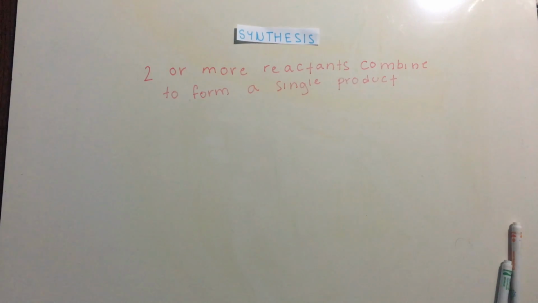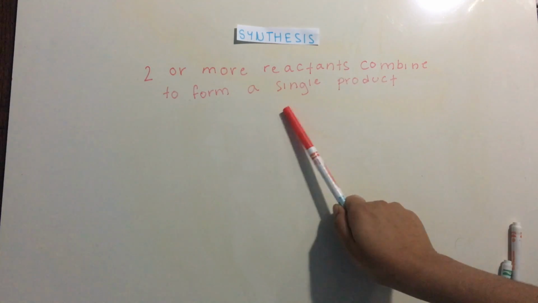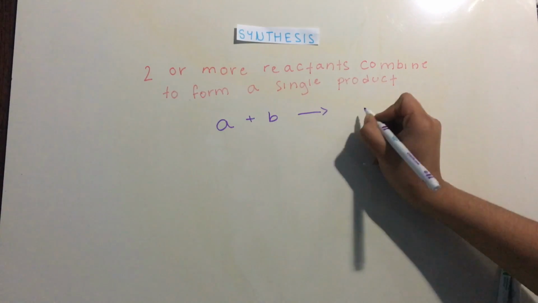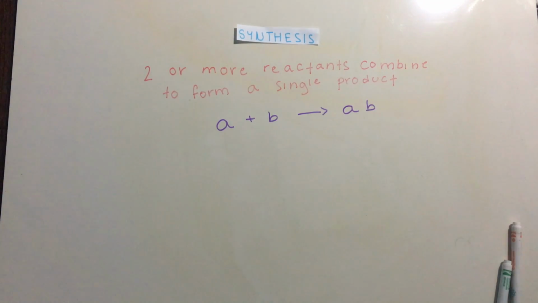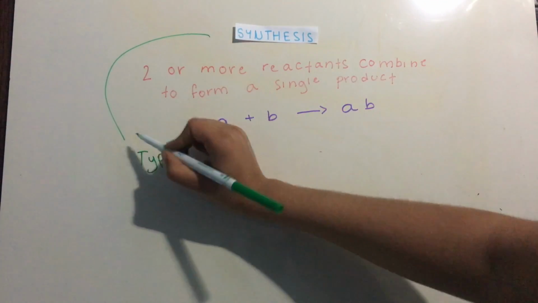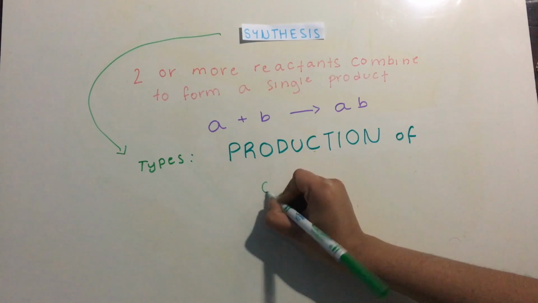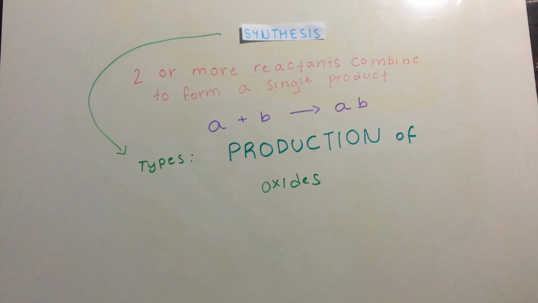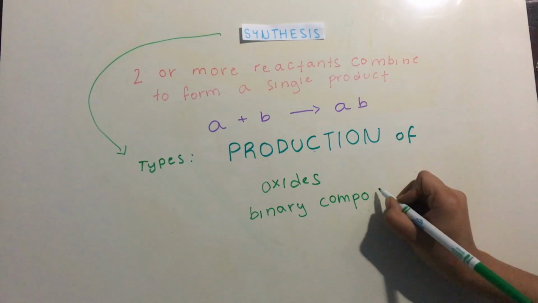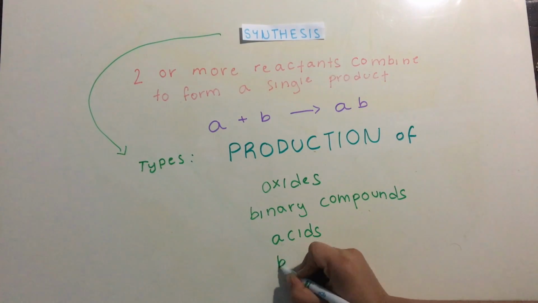Synthesis. A synthesis reaction occurs when two or more reactants combine to form a single product. A simple way to look at it is A plus B gives us AB. There are categories of synthesis reactions, which includes the production of oxides, binary compounds, acids and bases, and the production of metal carbonates.